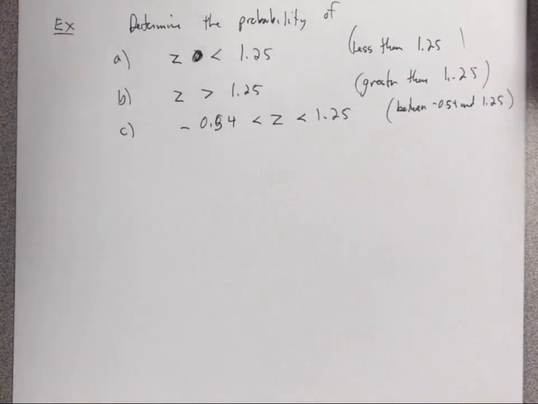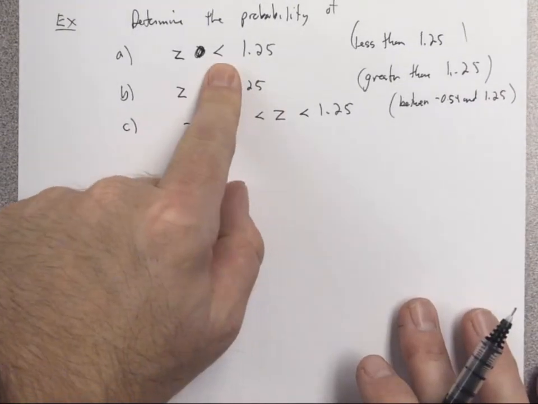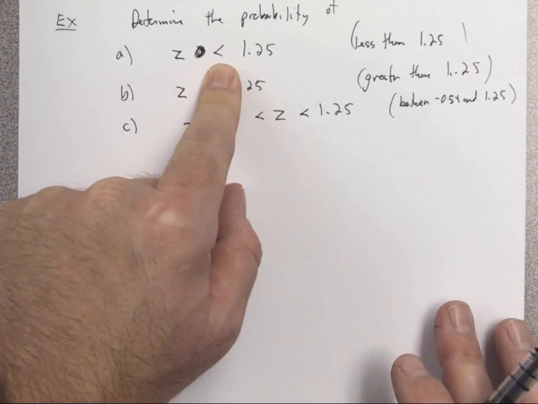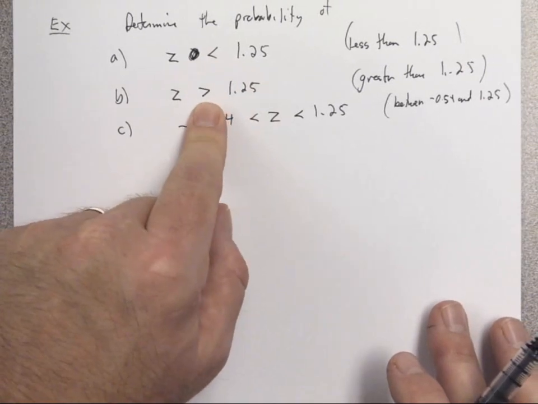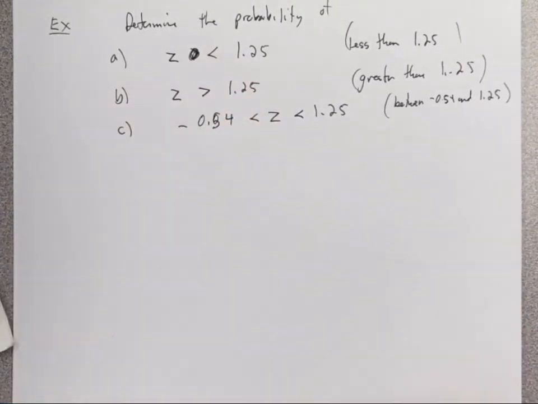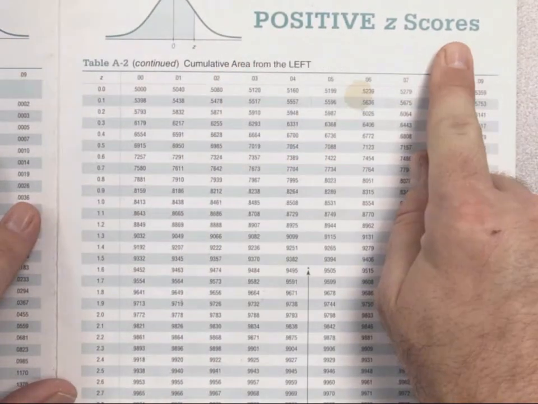All right, so I want to use my table and find these probabilities. Now remember, our table gives us area to the left. If the arrow points to the left, that means it's area to the left. If the arrow points to the right, it's to the right. So if I want to find the area to the left of 1.25, since it's positive, I'm on the positive z-score side.